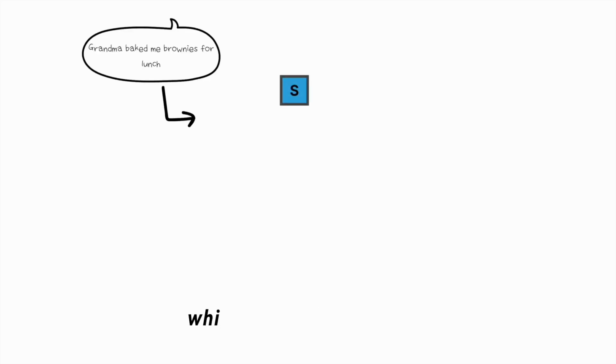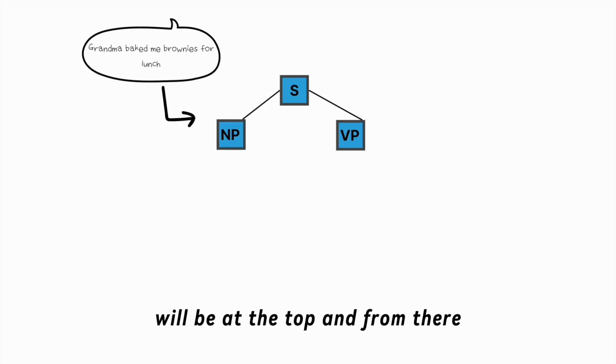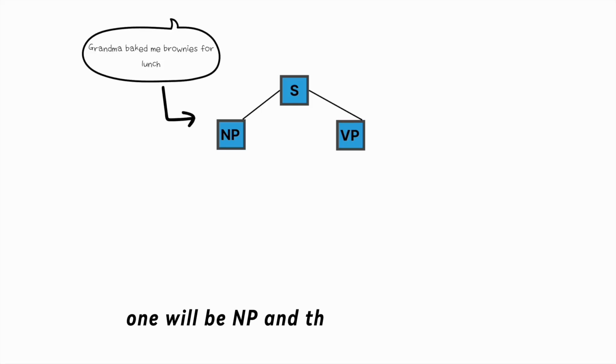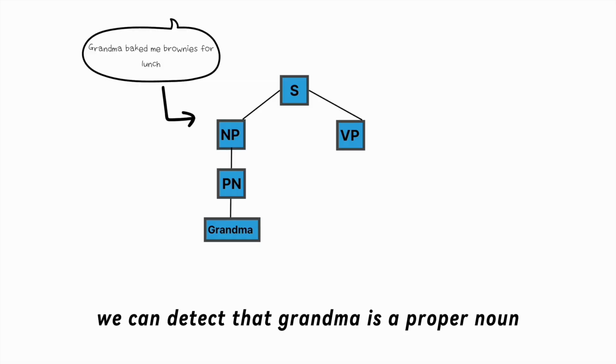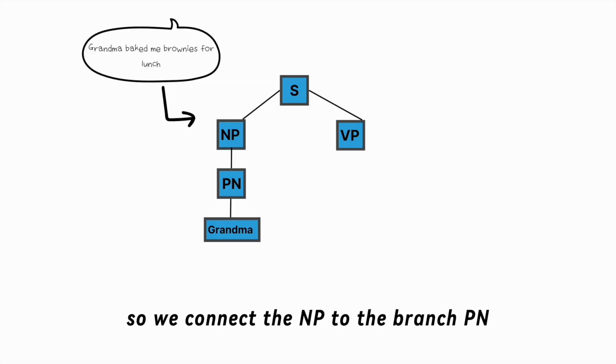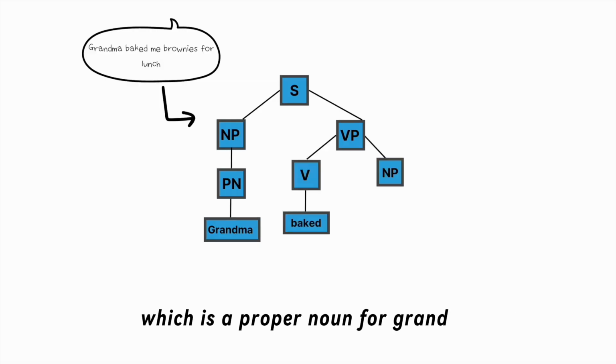First, the letter S, which stands for sentence, will be at the top, and from there, two branches will branch out. One will be NP and the other will be VP. Focusing on NP, we can detect that grandma is a proper noun, so we connect the NP to the branch PN, which is a proper noun for grandma.